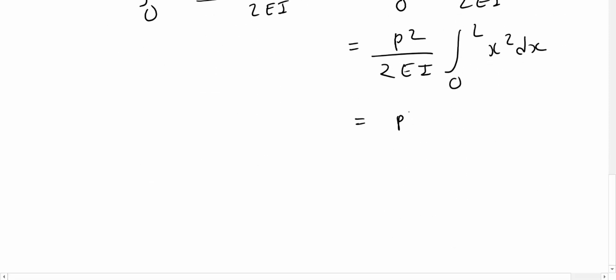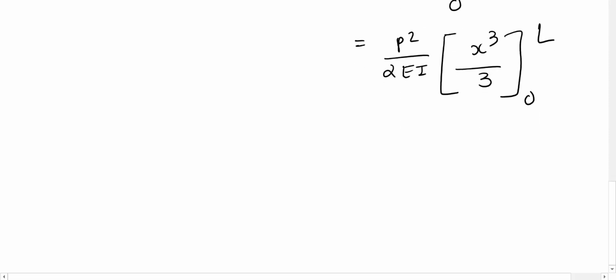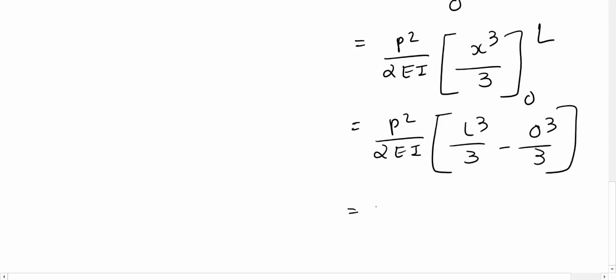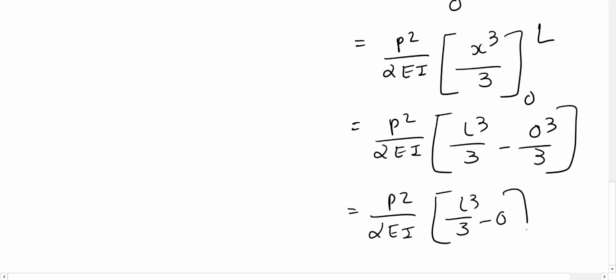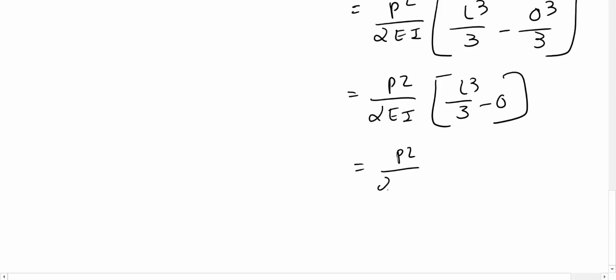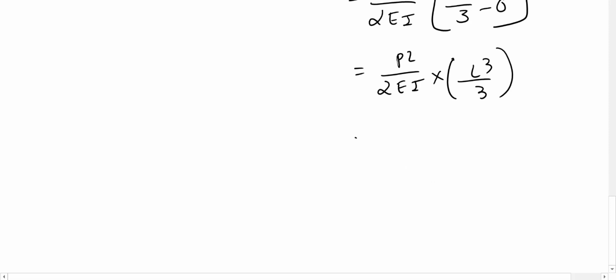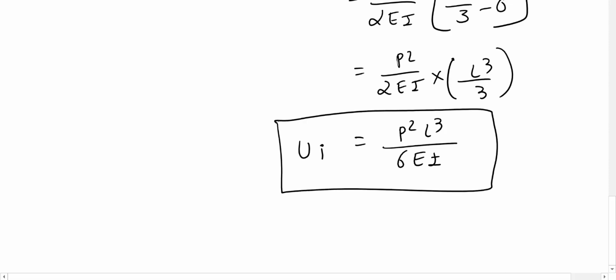In this case we have P squared over 2EI, and the integration of x squared becomes x cubed over 3, from 0 to L. We can substitute the x values L and 0. That will simplify to P squared over 2EI times L cubed over 3 minus 0. That will give us P squared L cubed over 6EI. So that is the internal energy due to the load P in the beam.